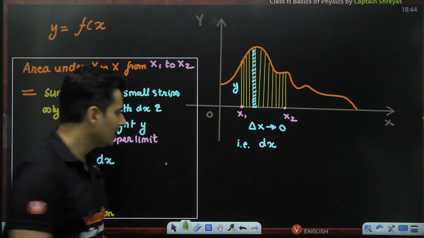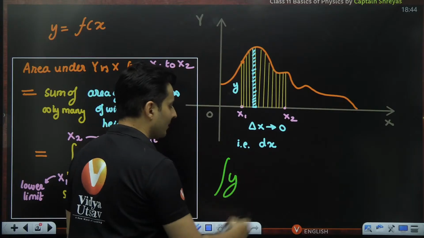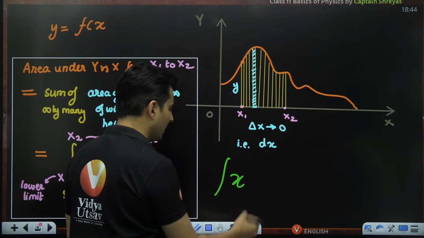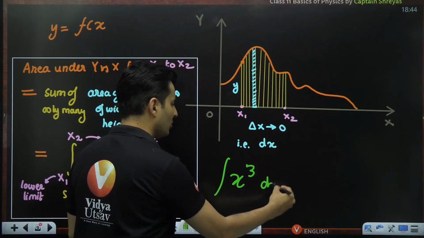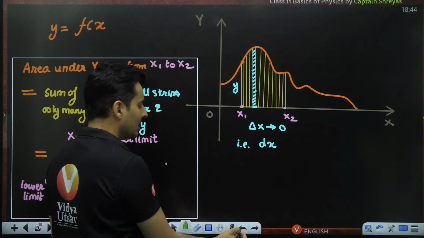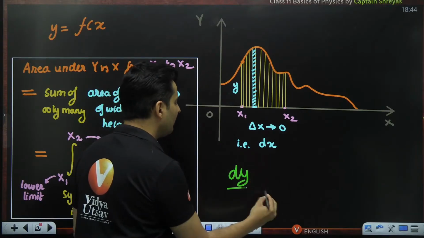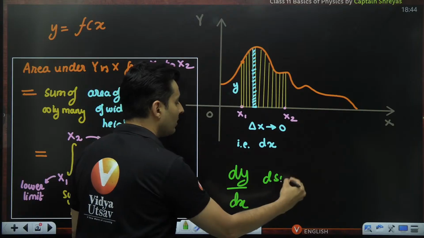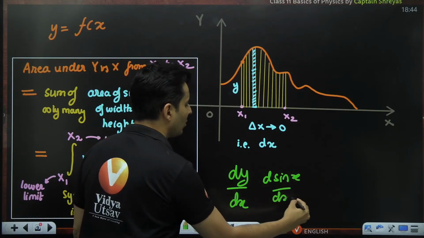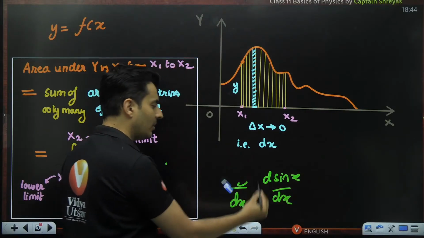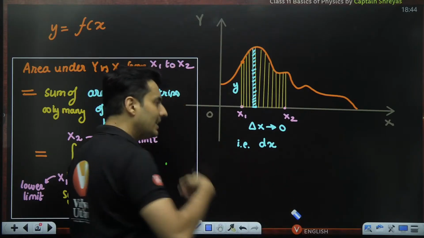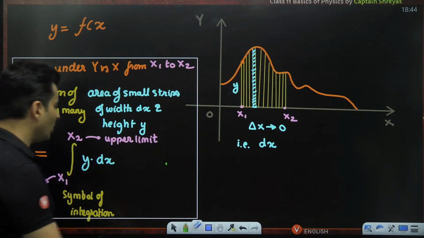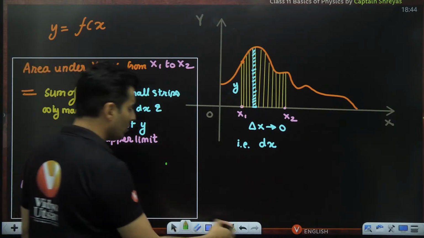You cannot just write integration of y. No, it has no meaning. Or integration of x cube. No, it has no meaning. If it is something, it has to be with dx. Just like there is no meaning of dy by nothing. Always it is dy by dx, or the derivative of sine of x with respect to x. So you differentiate with respect to something, and you also need to integrate with respect to something. That dx is always the thing with respect to which you integrate.